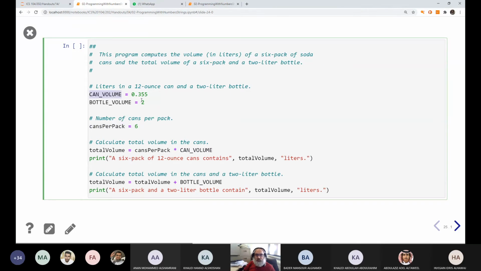Right. So after we define the two constants and this variable, now we are ready to compute the total volume in the cans. What is the total volume? Well, it's the cans per pack multiplied by the can volume. So this will give you that the 6-pack of 12-ounce cans contains that many liters.